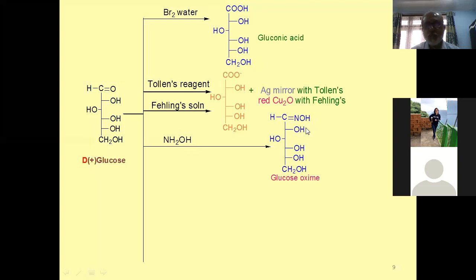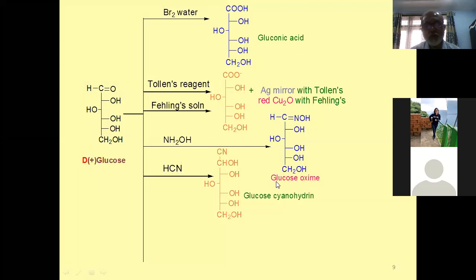So this is an oxime. Remember, this also shows that it is an aldehyde group, because aldehyde reduces Tollens reagent. So it is an aldehyde. At the same time, it is also showing that it is a carbonyl group. So these are positive tests for this. HCN also is a reagent which will react with the carbonyl group. It gives cyanohydrin. So with this we get cyanohydrin here, CN and CHOH. The carbonyl group will react. So we'll get glucose cyanohydrin, right?